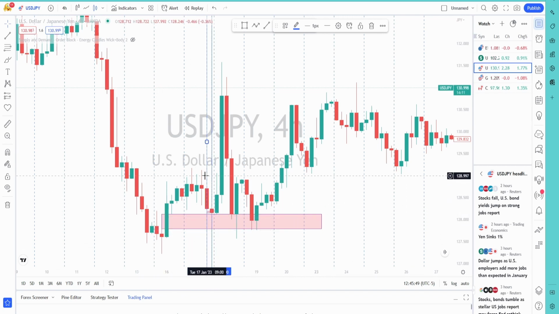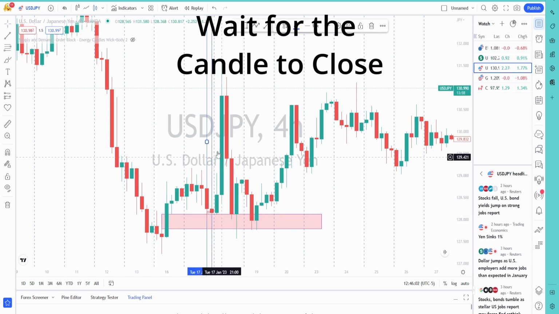Now, you can see there are 2 blue lines here on the chart. The other line is just to represent the 4-hour time frame. So we're not looking for any opportunities until after that candle is closed.